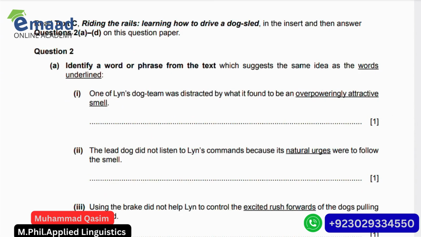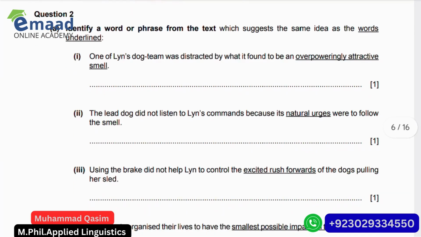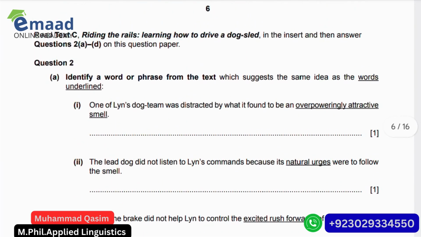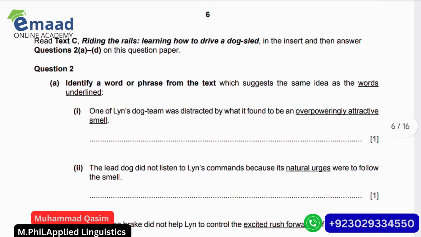Question 2 is mostly based on language use. So they can ask you for the meanings of underlined words. They can ask you to put certain words and phrases from the text that have the same meaning as these words that have been underlined. Question number 2 is based on reading text C. So there will be three reading texts, and of course you will have to complete this whole paper in 2 hours, and you have to read three reading texts.